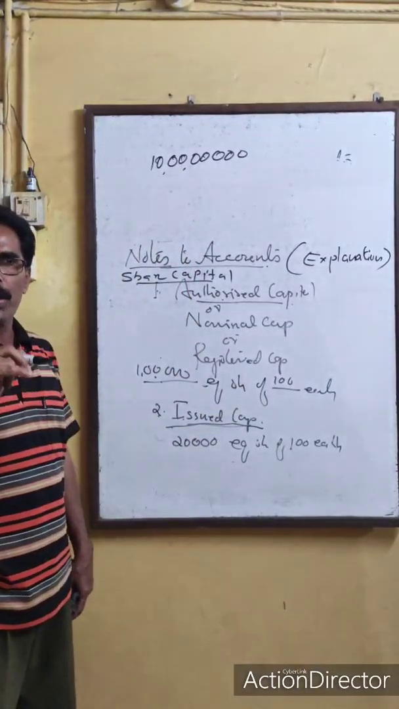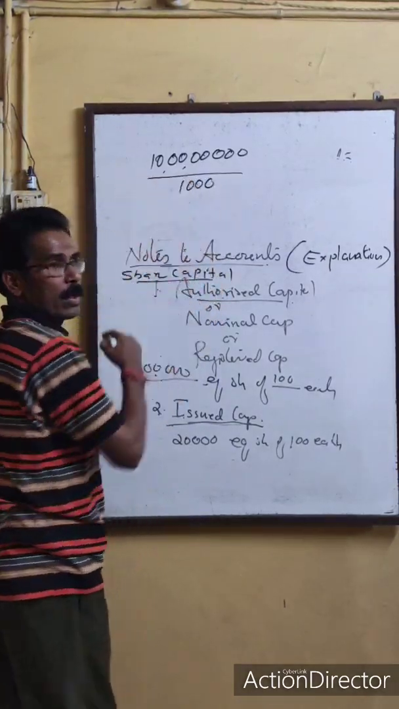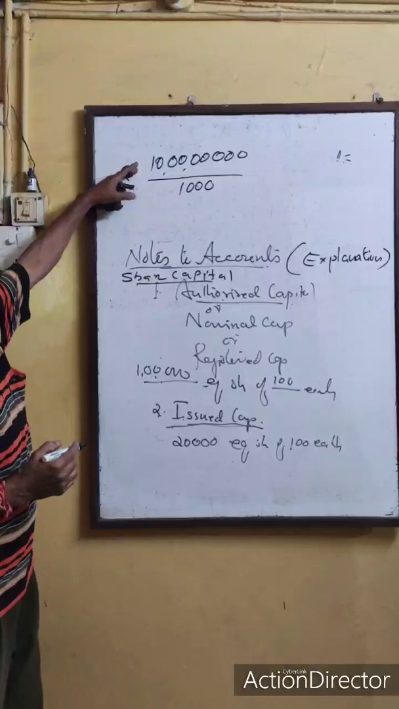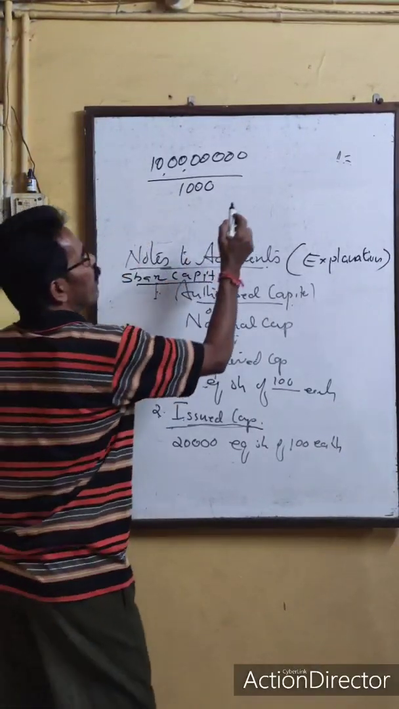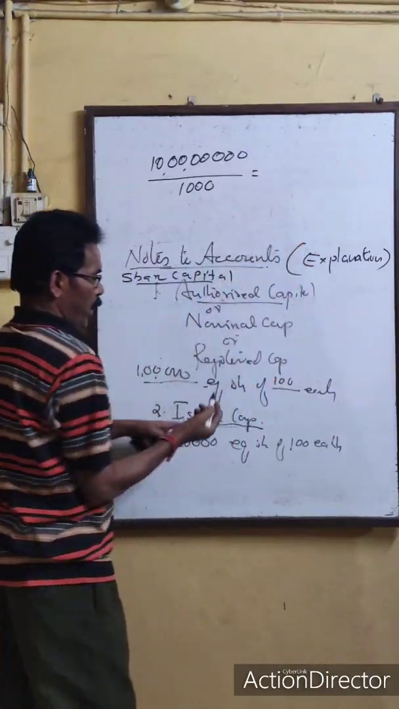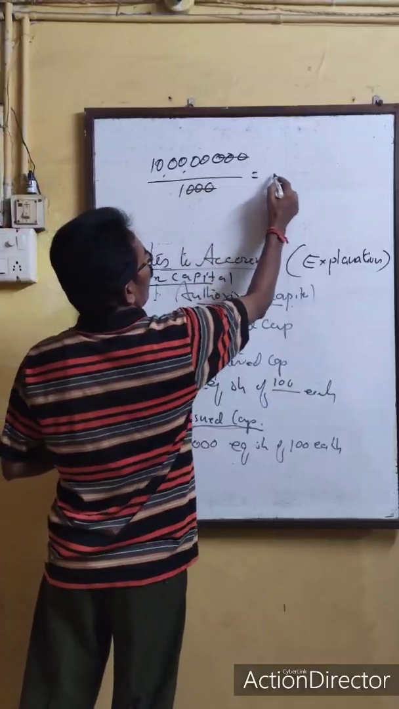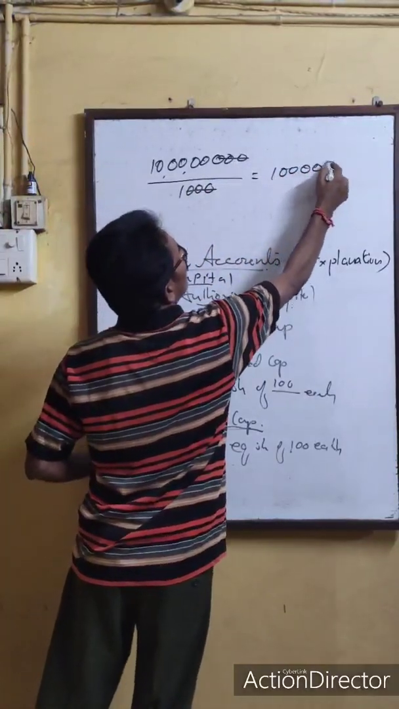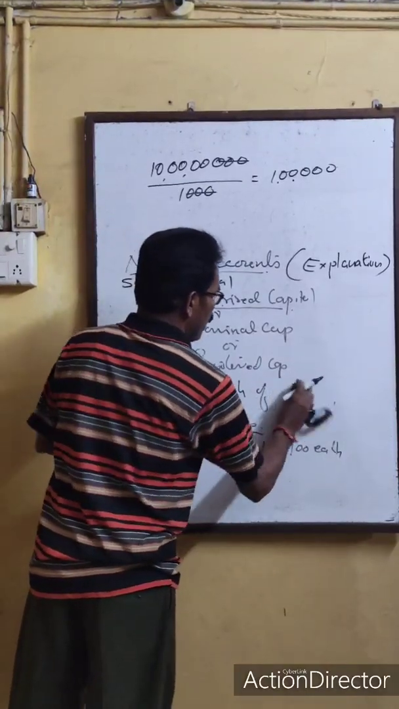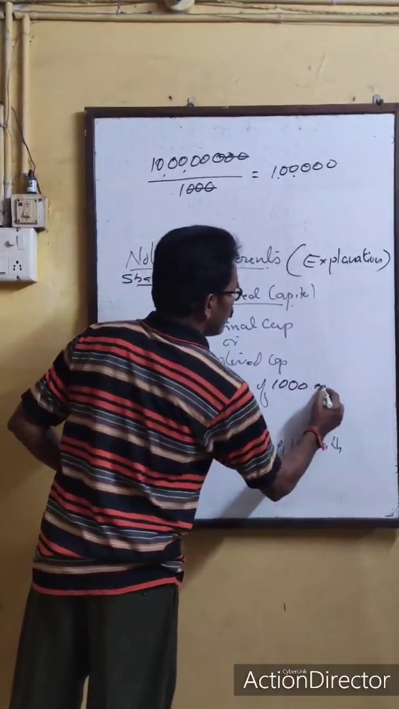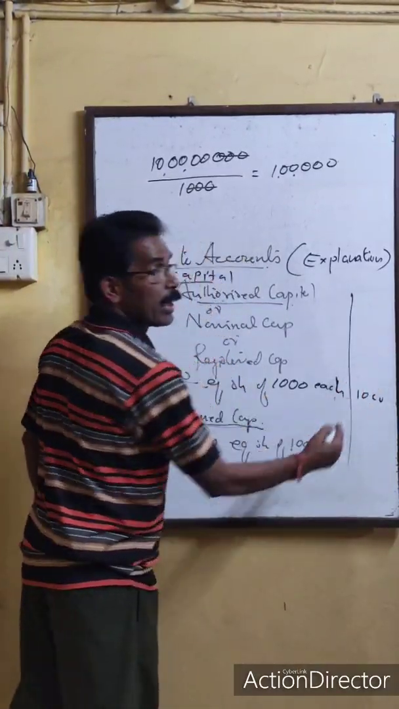And the face value means the value of one share. Suppose it is 1000 rupees. When you divide this total capital by the face value, the value of one share, what will we get? The number of shares. And that is equal to 1 lakh. 1 lakh equity shares of 1000 each. And that 10 crore will be given in the amount column.